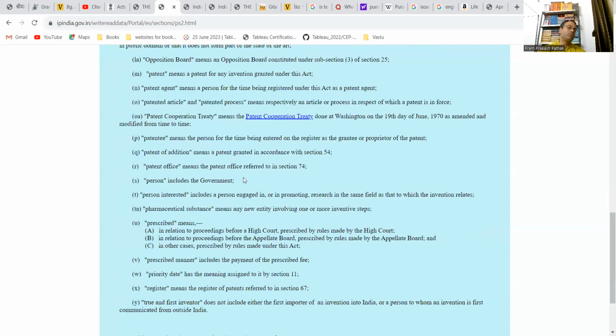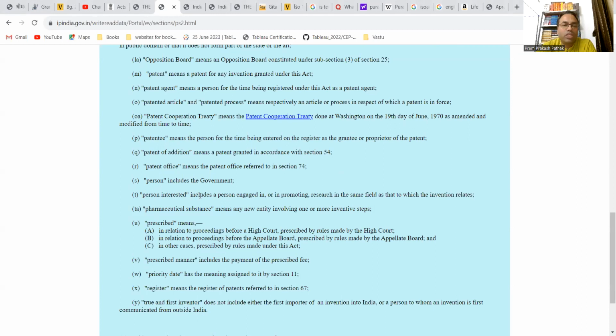So whenever I say person, person doesn't mean one single person. If it is mentioned that a person can do this under this Patent Act, it means the government is also included as a person, and the government can also do it. So there is a difference between person and person interested. Many times we'll see who can oppose, who can do this. Sometimes it is written that a person can do this, and sometimes it is written that a person interested can do this. So person includes government.